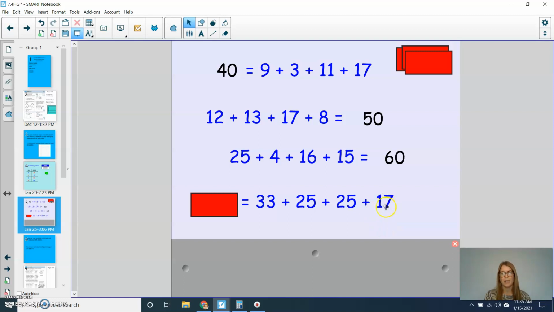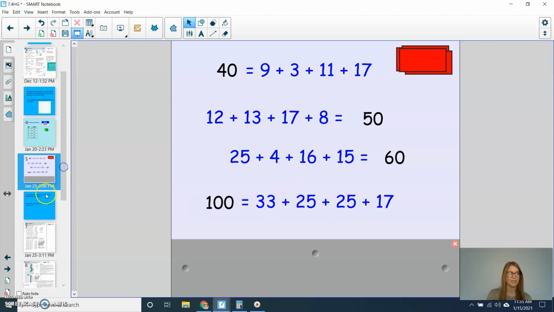All right, so I know that if I'm at 33 and if I add 7 more, I would have 40. And then plus another 10, I would have 50. So 33 plus 17 is 50. Well, guess what? 25 plus 25 is also 50. 50 plus 50 equals 100.